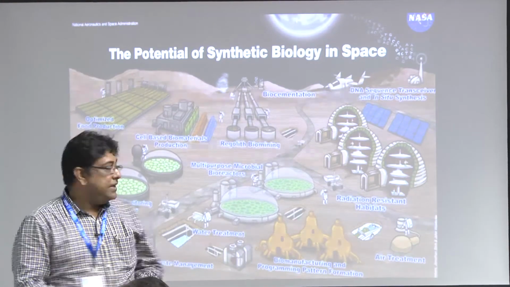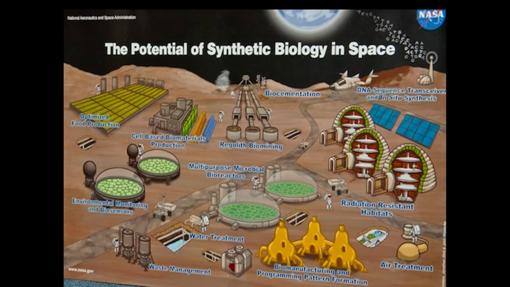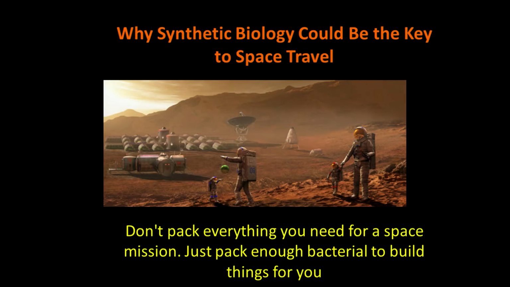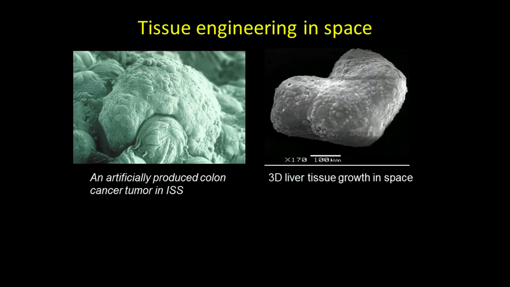It can take all the resources whatever is there, and starting from biomaterials, starting from the road, all the environmental systems, everything can be done using microbes. So, why synthetic biology could be the key to space travel: people think, do not pack everything you need for the space mission, just pack enough bacteria to build things for you. Okay. So, that is the essence of space synthetic biology, if any of you are interested. So, it is not just for Mars, but for something else.